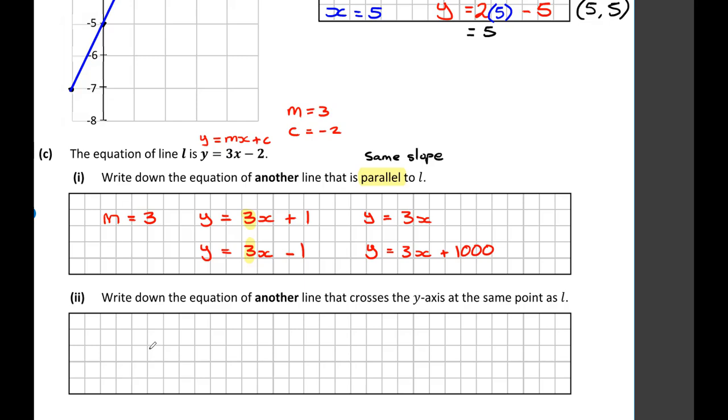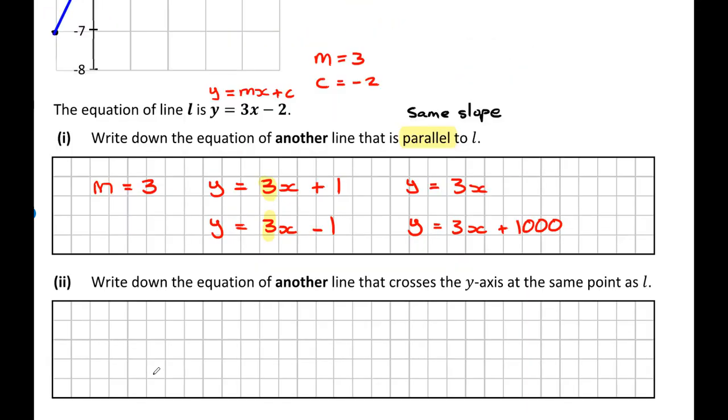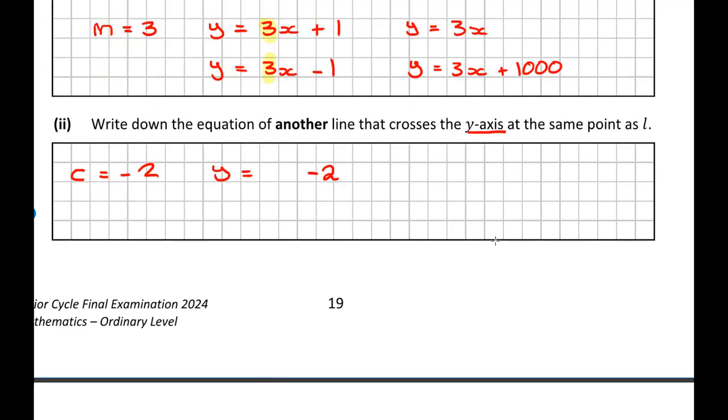Now, here, let's go. Write down an equation of another line that crosses the y-axis at the same point as L. Now, it crosses the y-axis at the same point. That's our y-intercept, which is c. So we know c equals minus 2. Okay? That's for sure. So our line is going to be something like y equals something minus 2. So we just have to pick another line. So you might be wondering, what is going on here?